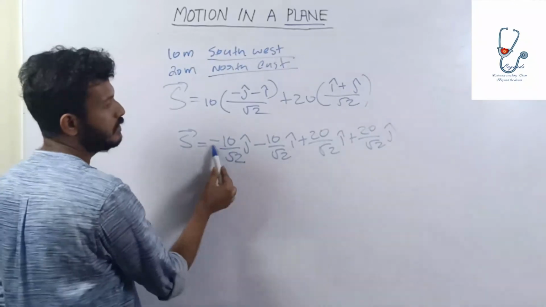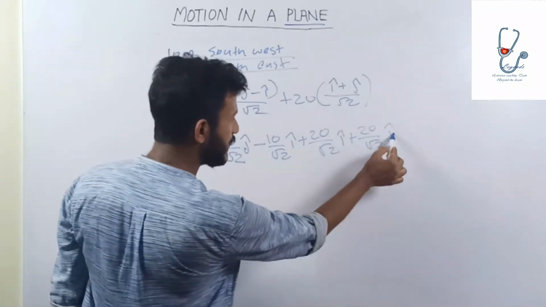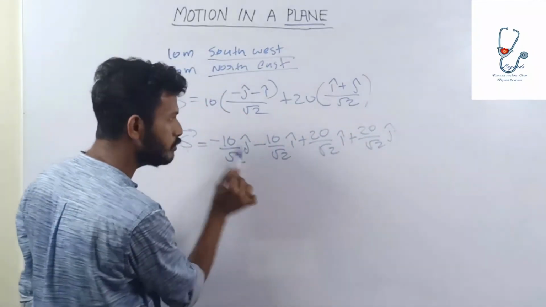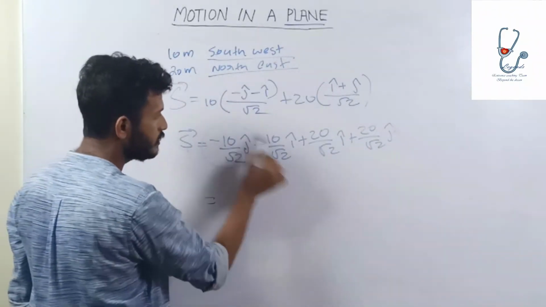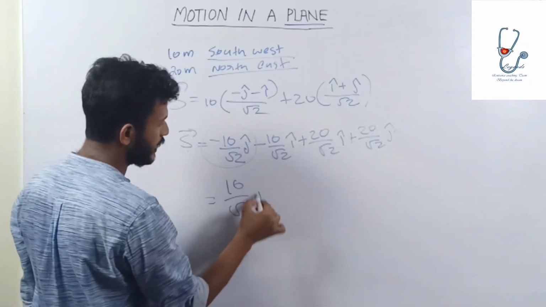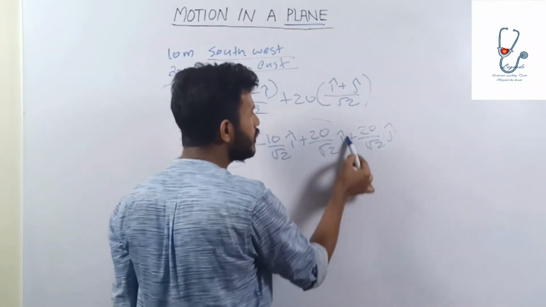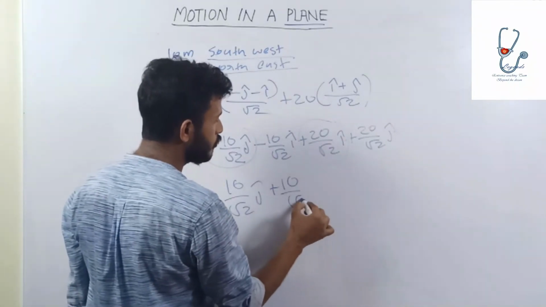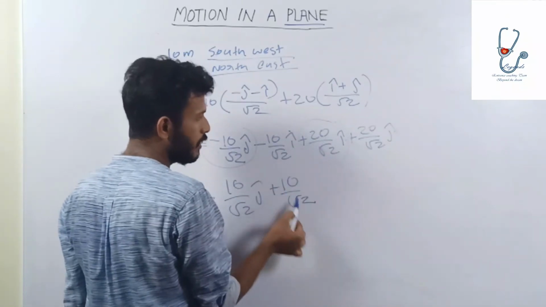So this is the displacement vector, minus 10 by root 2 j cap plus 20 by root 2 j cap. What is the resultant of this and this one? Okay. Answer is 10 by root 2 j cap. And this is minus 10 by root 2 i cap. This is plus 20 by root 2 i cap. So answer is plus 10 by root 2 i cap. 20 minus 10, minus 10 plus 20, that is plus 10 by root 2 i cap.